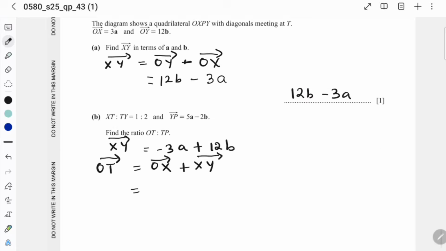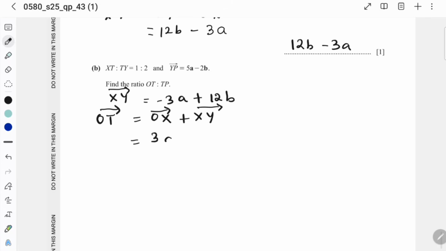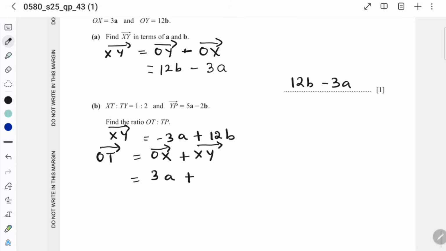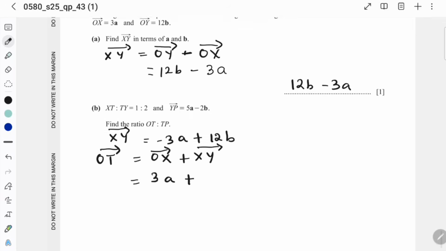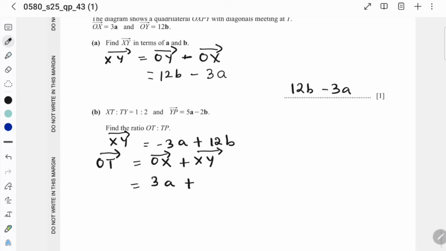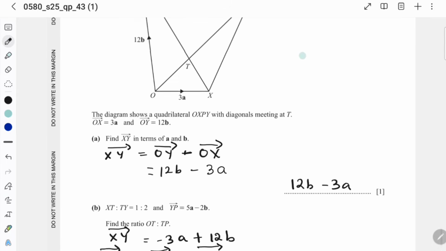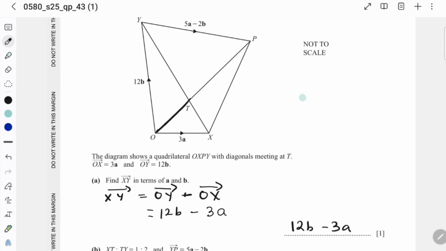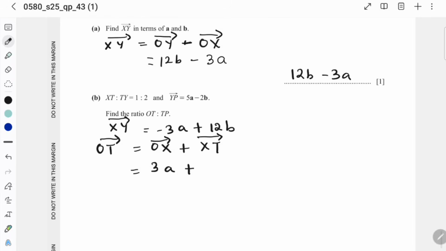OX is 3a, and XY we have already. We have to find out XT first, then we'll calculate. Sorry, this is XT. Remember, OT is equal to OX plus XT. So we need to find out first of all what XT is.